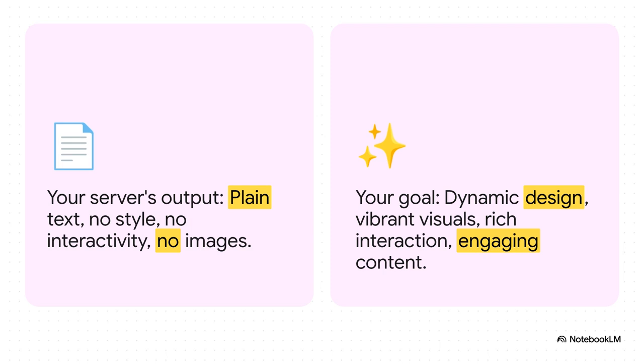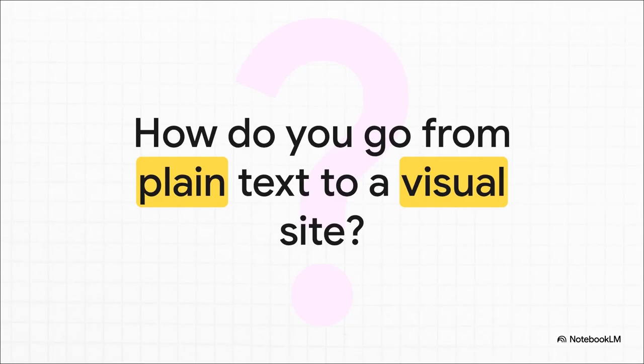Over on the left, that's what your server is probably spitting out right now: plain, boring, unstyled text. But on the right, that's the goal, a site that has design, cool visuals, and things you can actually interact with. It's really the difference between a grocery list and a beautiful menu. So that's the big question, isn't it? We've got the engine, and we know what we want the finished car to look like. How do we actually build the body? How do we add the color and the flair that brings it all to life?